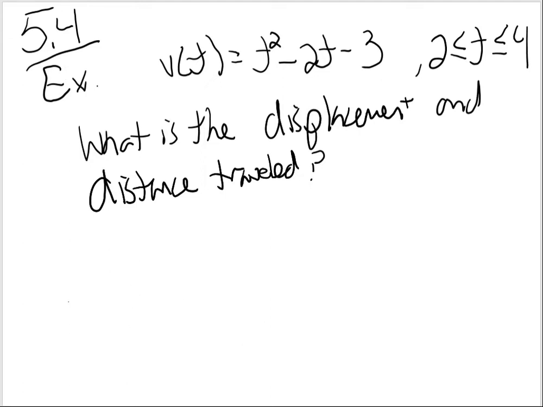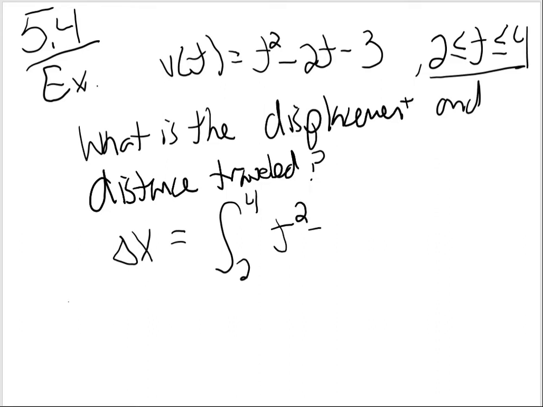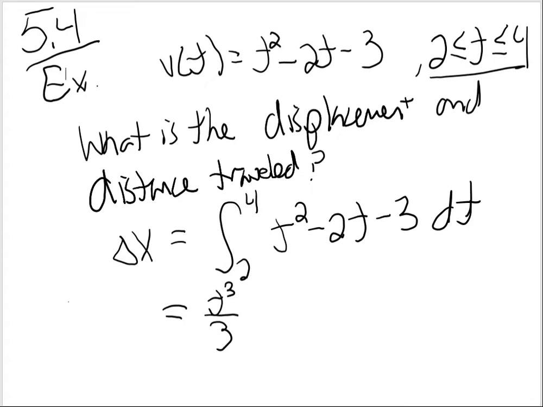Well, if we call it displacement, a lot of times they'll call that something like delta x. Well, that's just the integral from 2 to 4 of this function. So we can find this. An antiderivative of that is by the power rule, t cubed over 3 minus 2t squared over 2, which is just t squared, minus 3t evaluated from 2 to 4. And you can put that in your calculator, and what do you get?